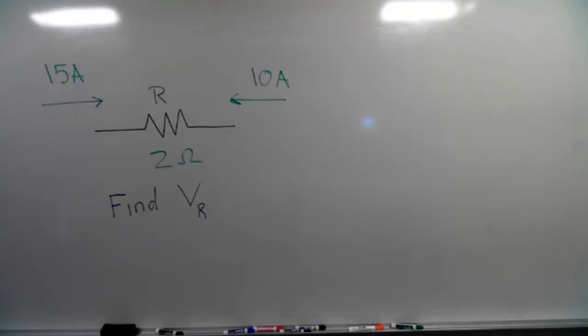All right, I have on the board a resistor, and what I want you to do is to give me the value of the voltage across the resistor and the polarity of that voltage. So I'll give you about 2 minutes to work the problem out. Give me the voltage drop across the resistor with polarity. About 2 minutes.